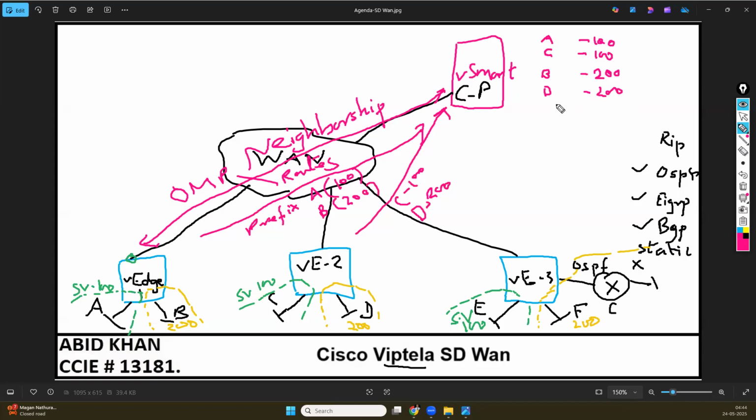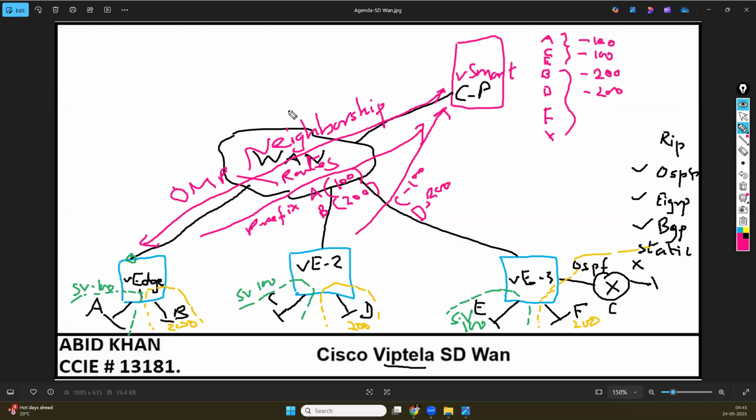Same way from here, ultimately this E will come here. They will be all in VLAN 100, and here, sorry, F will be there, and let's say network X. So B, D, and F will be in VLAN 200.